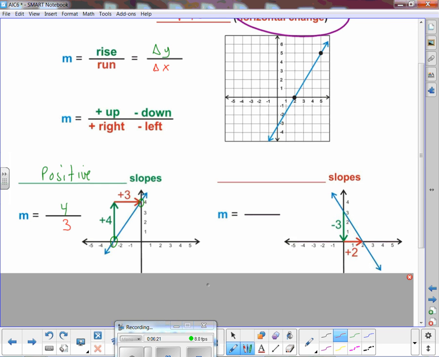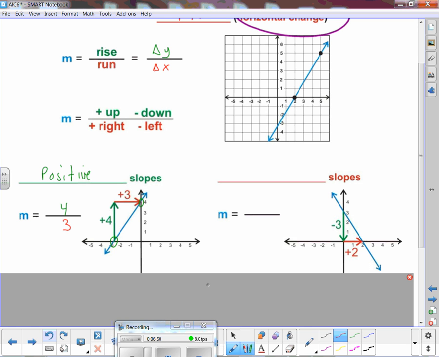Our vertical change was 4, and our horizontal change was 3. Right? We went up 4 and we went to the right 3. Up is positive, right is positive. Therefore, we have a positive 4 over a positive 3. And every positive slope goes up to the right, right? As you move left to right, what's happening? The line is going up.